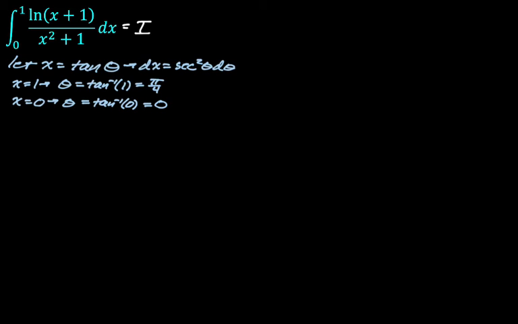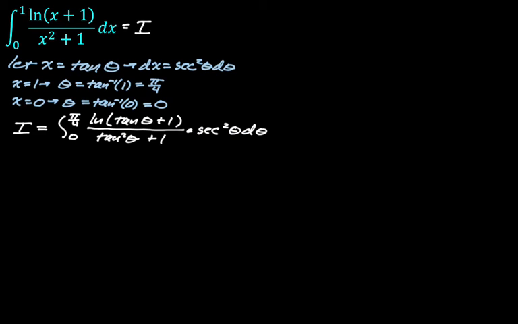So before really doing the king property, I'm going to transform this thing into an integral in terms of theta. So let's do that. Do every substitution. We get our integral I is 0 to pi over 4, natural log of tan of theta plus 1 over tan squared theta plus 1, and then dx is secant squared of theta d theta. So that's what we have. Now what do we do with this?